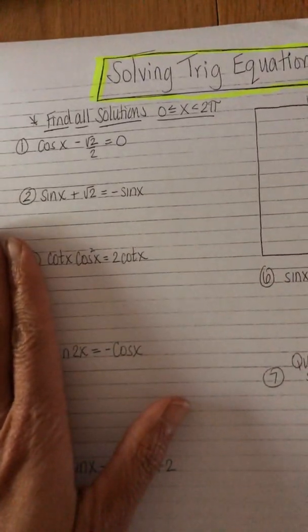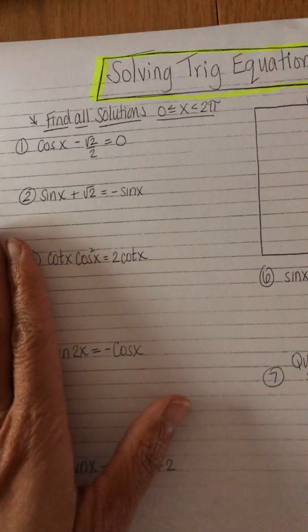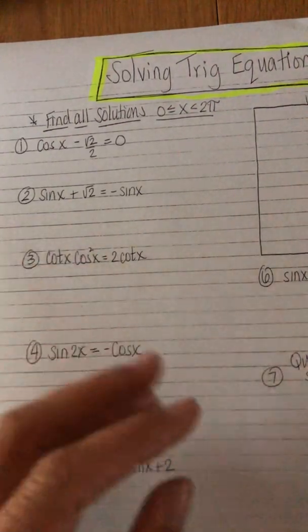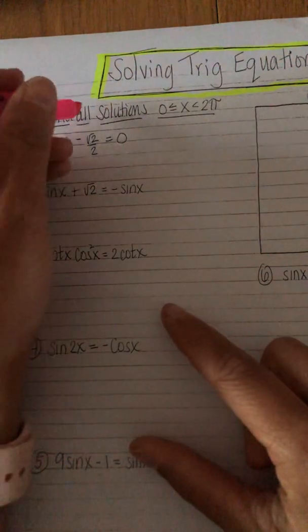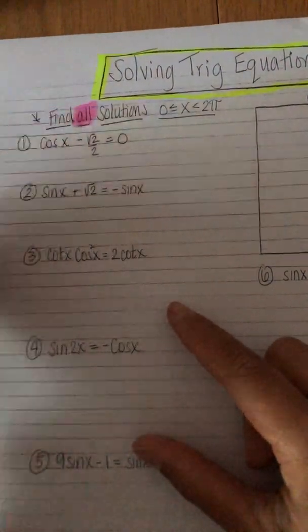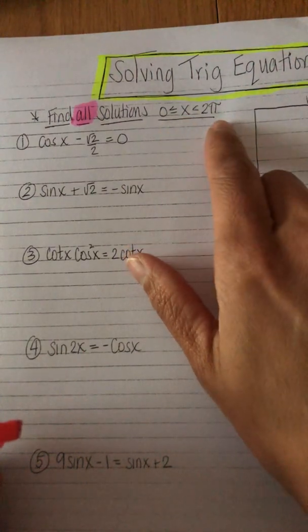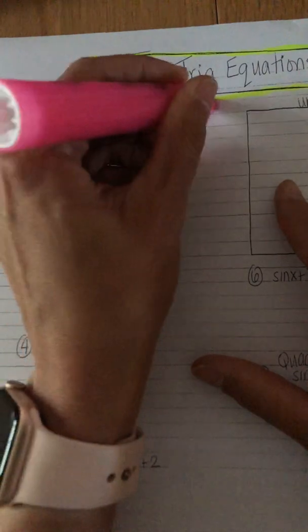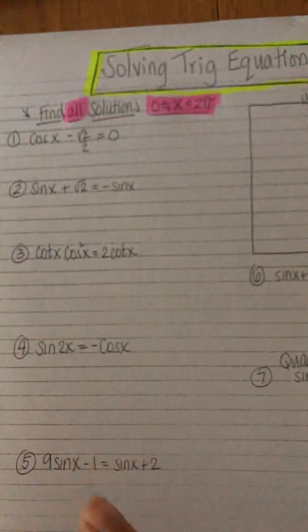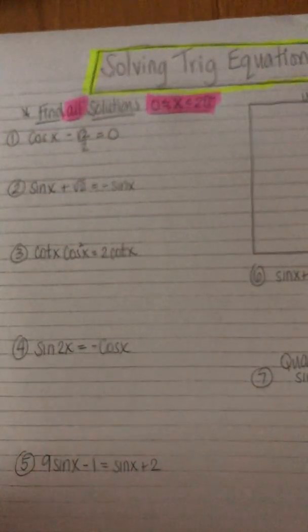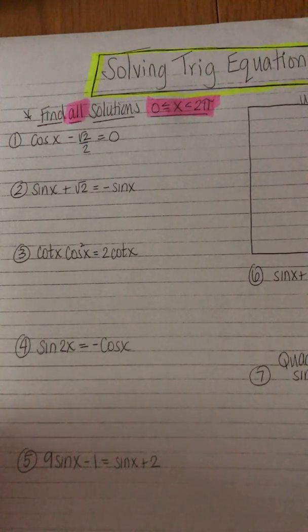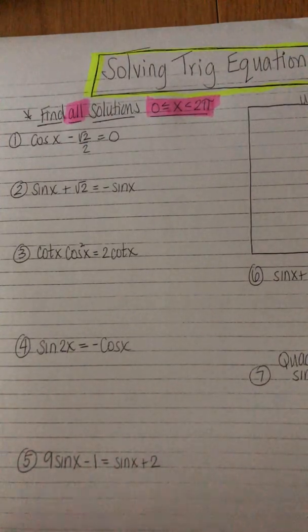So we need to find all solutions. I want to highlight that. All possible solutions where x, the angle, is between 0 and 2 pi. So anything between 0 and 2 pi, that means a full rotation. So we're looking at anywhere on the unit circle where this is possible.